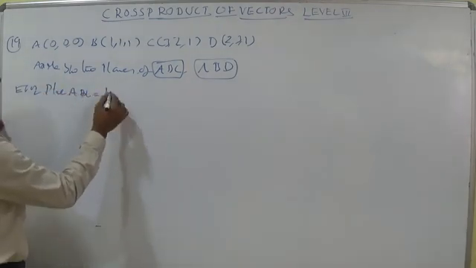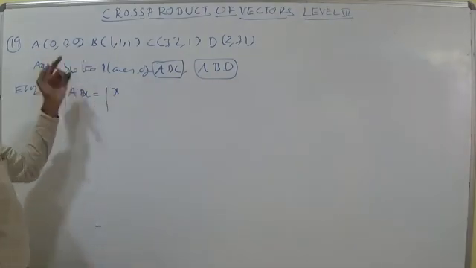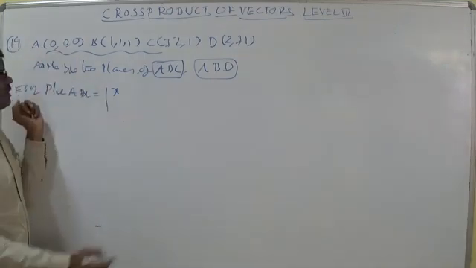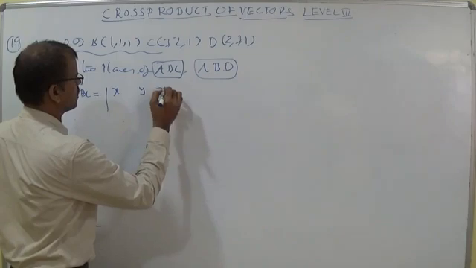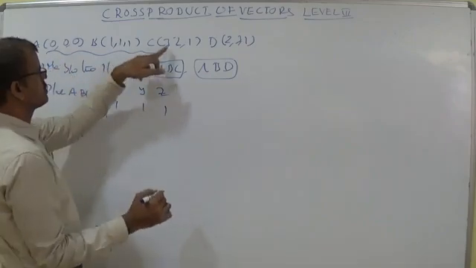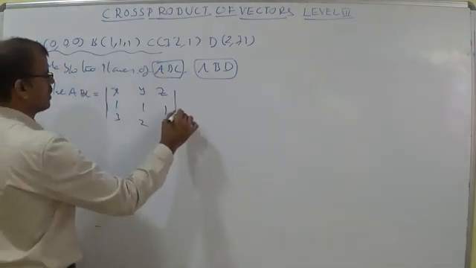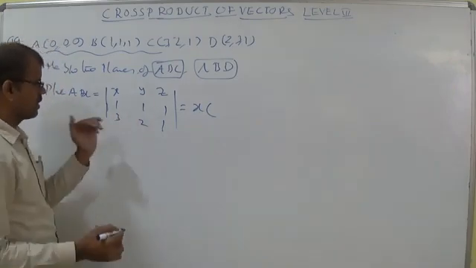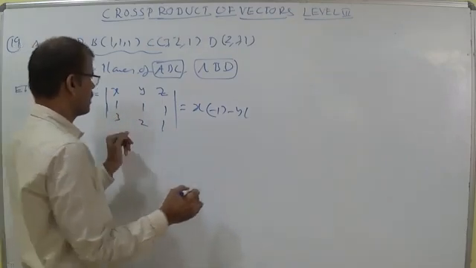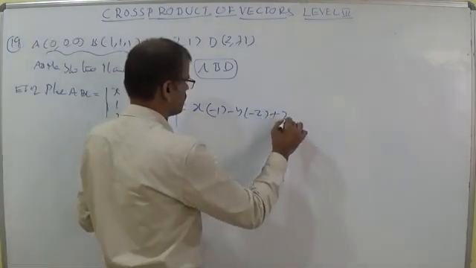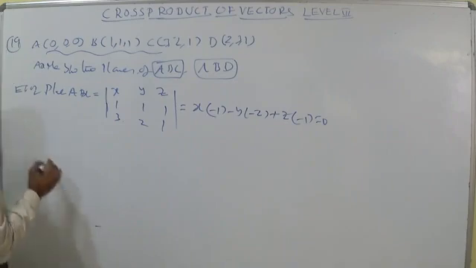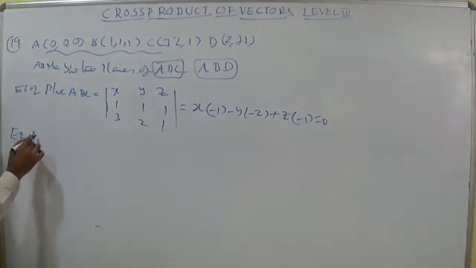The equation of plane ABC, using the formula: x minus x1, y minus y1, z minus z1, that is x minus 0, y minus 0, z minus 0. Next, b bar minus a bar: 1 minus 0, 1 minus 0, 1 minus 0. c bar minus a bar: 3, 2, 1. Calculate the determinant: x into (1 minus 2) which is minus 1, minus y into (1 minus 3) which is minus 2, plus z into (2 minus 3) which is minus 1, equal to 0. Leave it.